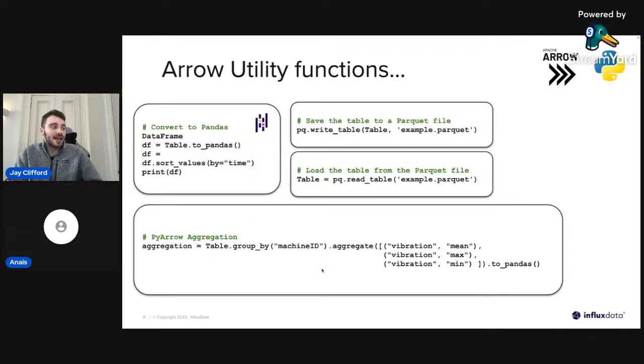The final one to look at is that PyArrow, or Arrow in general, has aggregation tools available to it. So in this example, you can see we have the ability to group by machine ID. So we're going to group by that column machine, and then we're going to perform aggregations upon our data. So we're going to request the mean, max, and min for each of our machines for vibration before converting it to pandas.